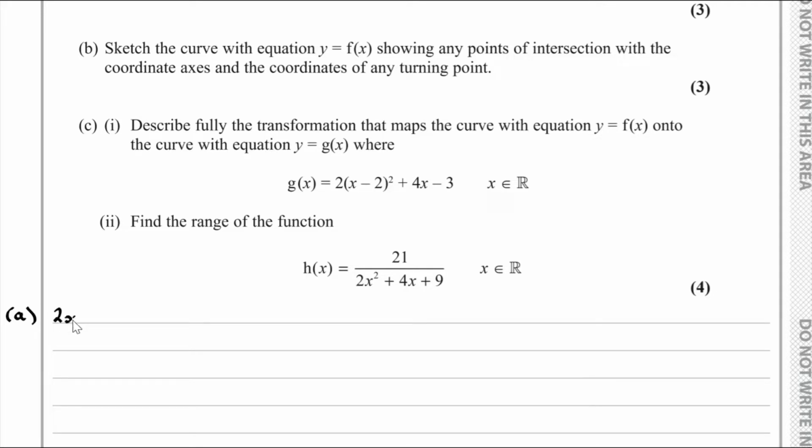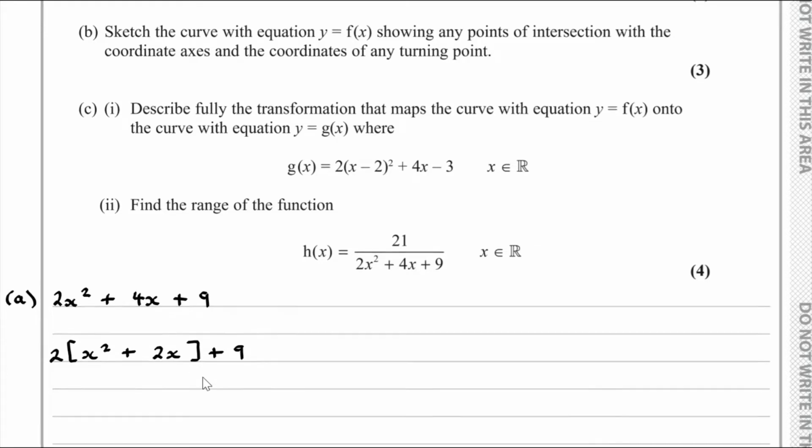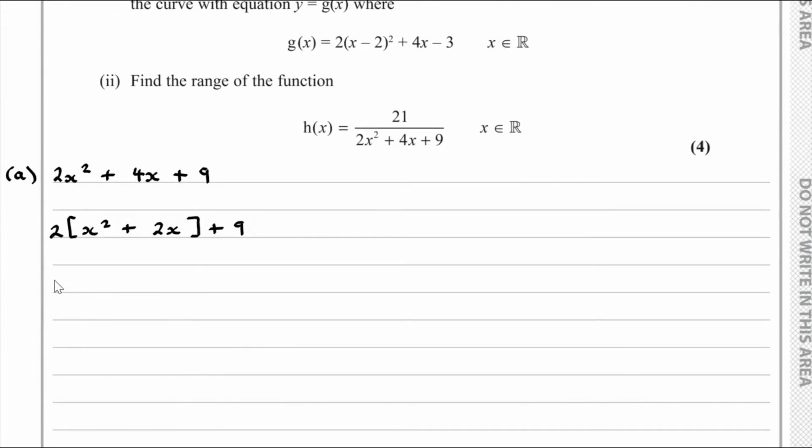we begin with the 2x squared plus 4x plus 9, and if we factorise out a 2 from the first two terms, we have 2 lots of x squared plus 2x plus the 9, and we now need to complete the square of what's in this big bracket. So we have 2 lots of x plus 1 all squared minus the 1 squared, close big bracket, plus 9.